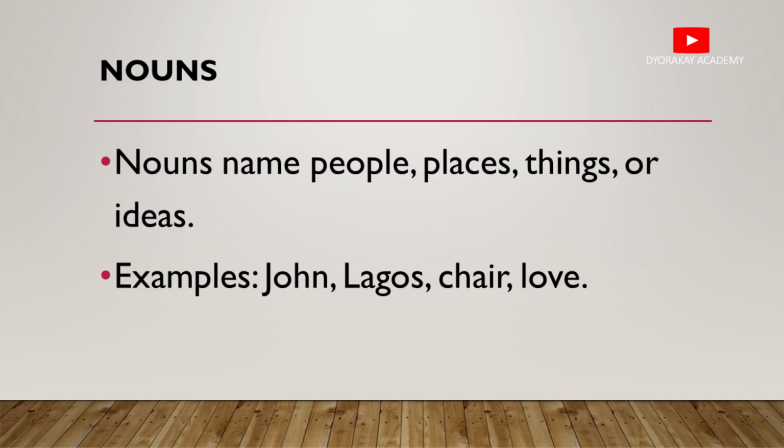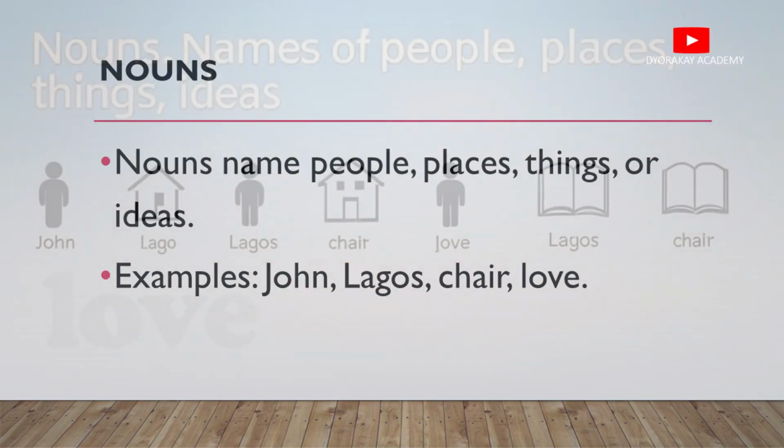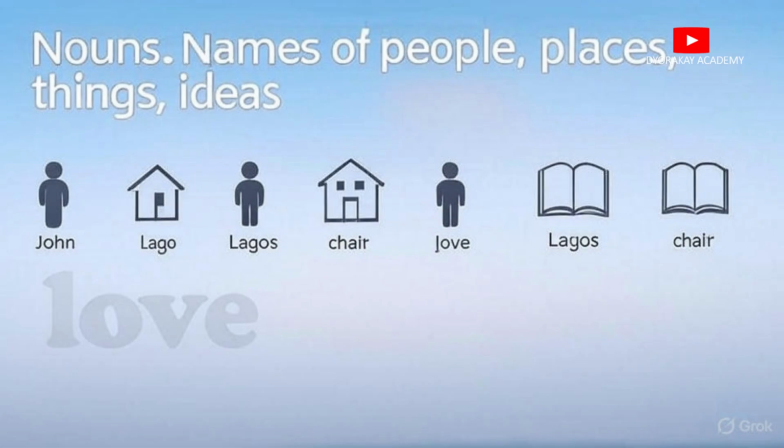Without nouns, we would not be able to talk about people or objects around us. Nouns can be singular, like book, or plural, like books. They can also be proper, naming specific people or places, such as Nigeria or Mary, or common, like country or girl.